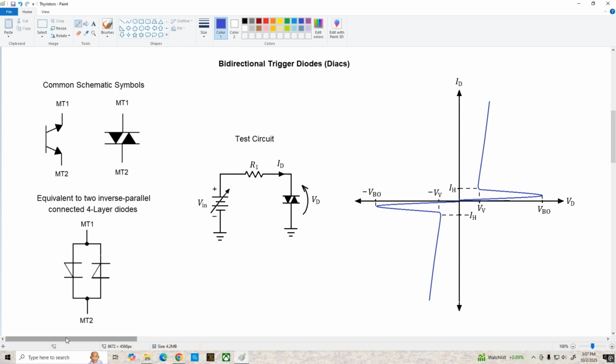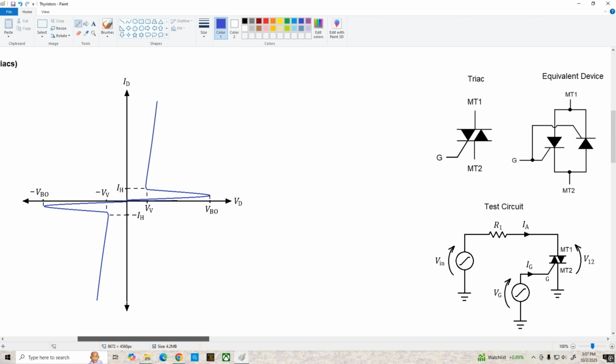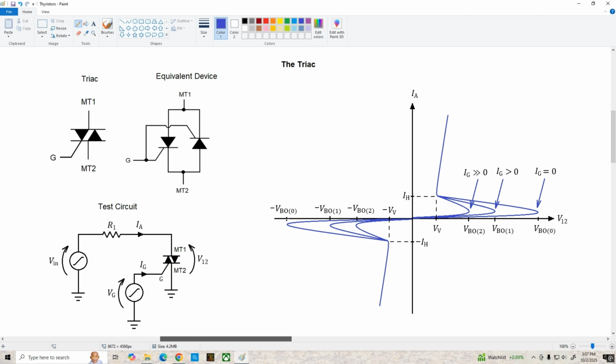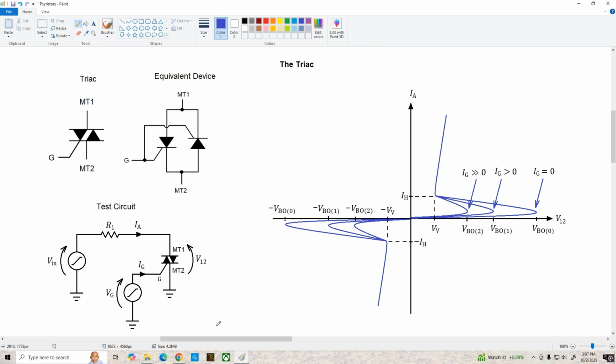And this leads us right into the next device we're going to talk about, which is called a TRIAC. The schematic symbol for the TRIAC is shown over here, and it looks just like the symbol for a DIAC, except we've added an extra gate lead. Functionally, it's equivalent to two inverse parallel connected SCRs, which gives us operation in the first and third quadrants.